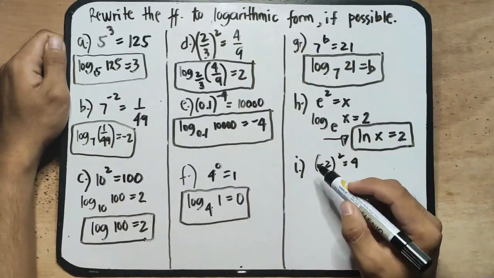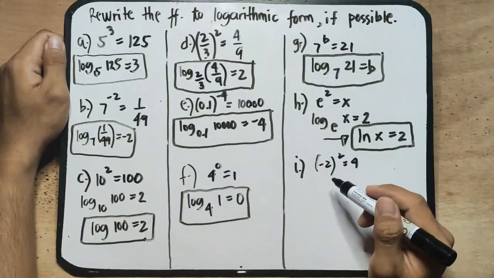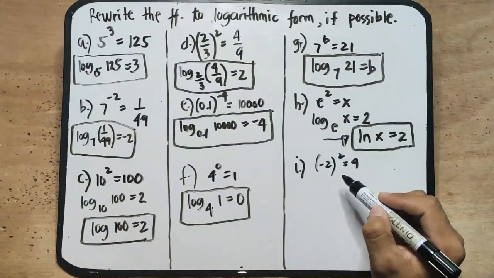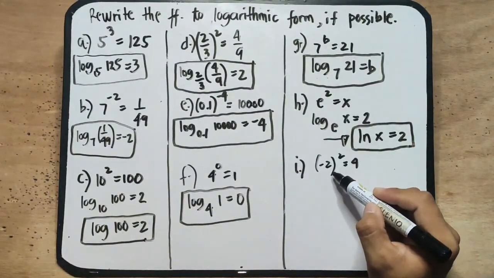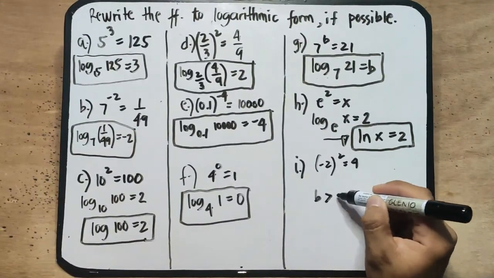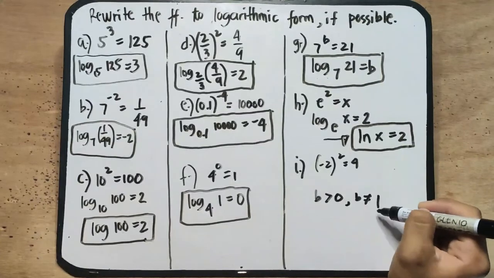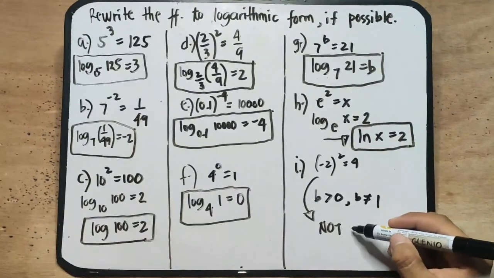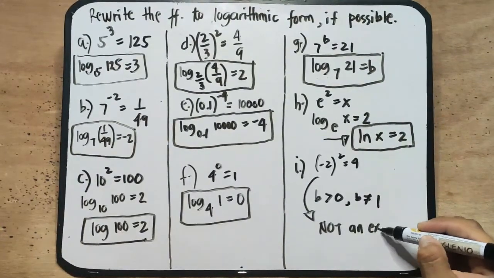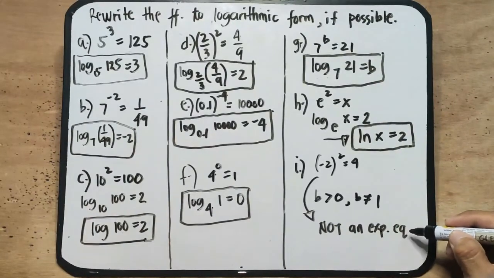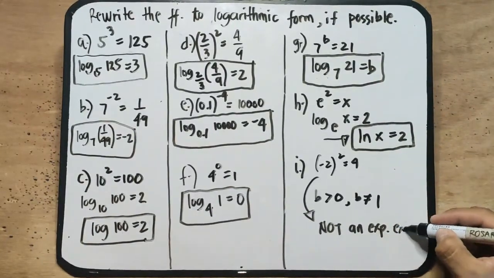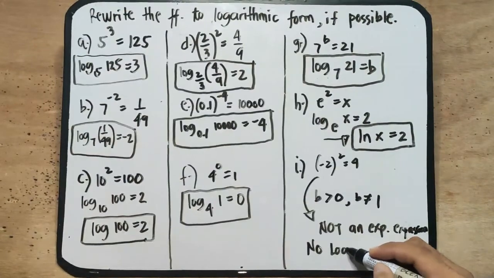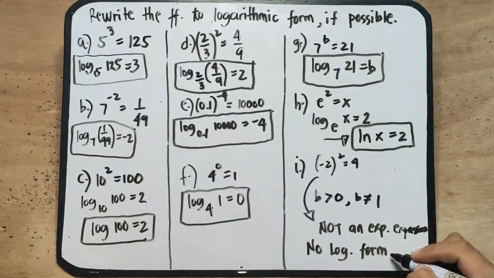And then for the last item, looking at the given, our base is negative, which is prohibited. It is prohibited for our base to be negative. Our base should be greater than 0 and cannot be equal to 1. Since the base is negative, this is not an exponential equation or expression. Therefore, this has no logarithmic form. Understood?